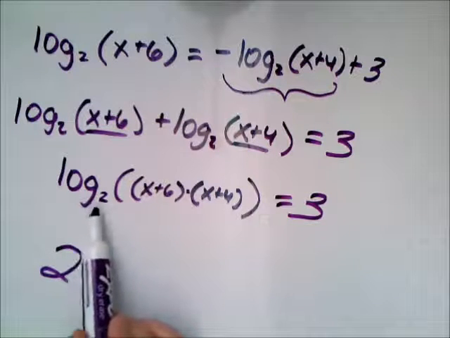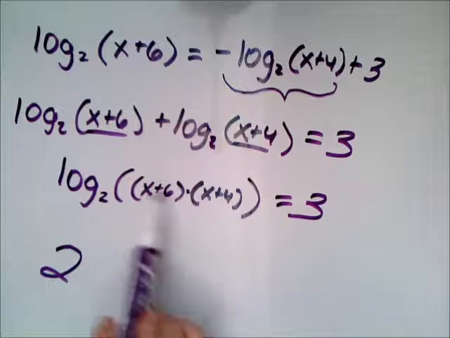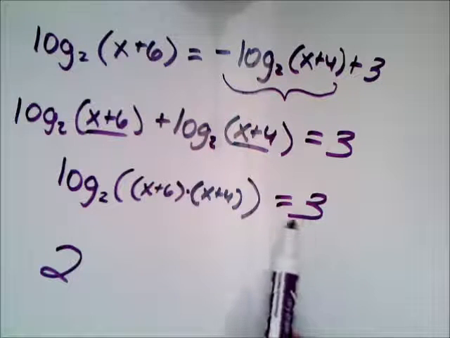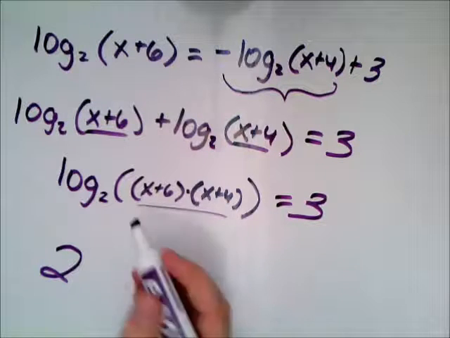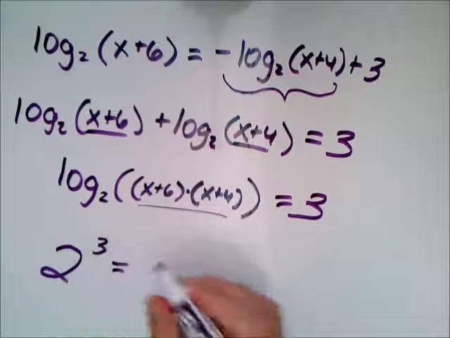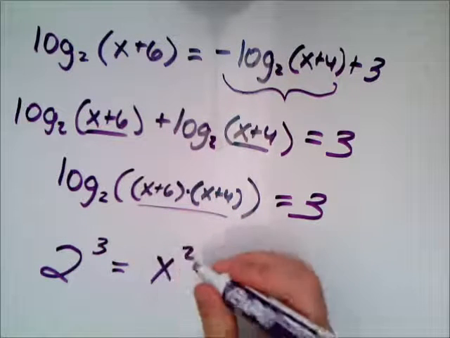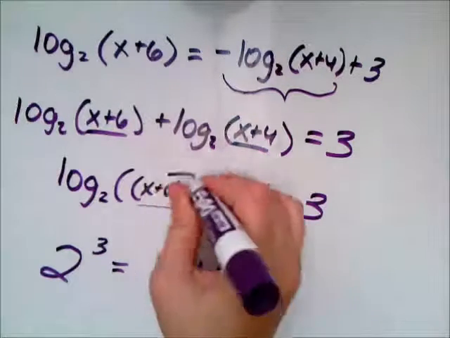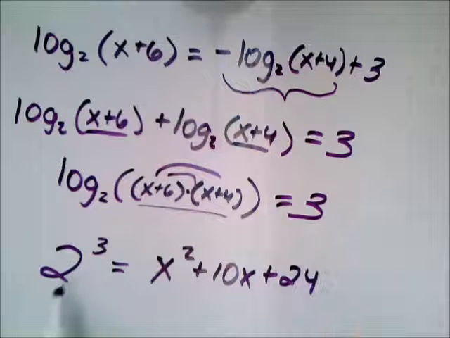Then the next thing I always try to remember is the answer from a logarithm is the exponent. So log of something equals 3, that means 3 is the exponent you could put on 2 to get this stuff in here. So 3 is the exponent, which means this can only go one other spot on the other side of the equation, and I guess maybe now would be as good a time as any to FOIL this. And so 6x and 4x gives me 10x. So 2 to the third, which is 8, equals this whole thing.